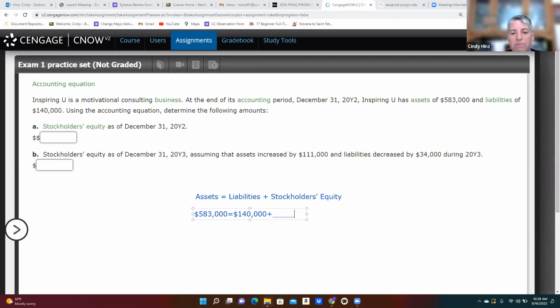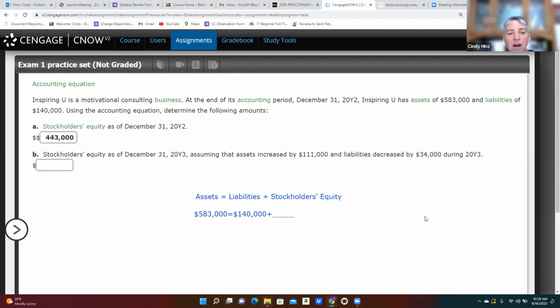And so there's our missing piece. How do we find that stockholders' equity? We're simply solving this like any other math equation. We're going to subtract $140,000 from each side to get the missing piece, the variable, by itself. And so we have stockholders' equity of $443,000. It's kind of funny that there's 2 dollar signs here in front of that. That's obviously a typo.